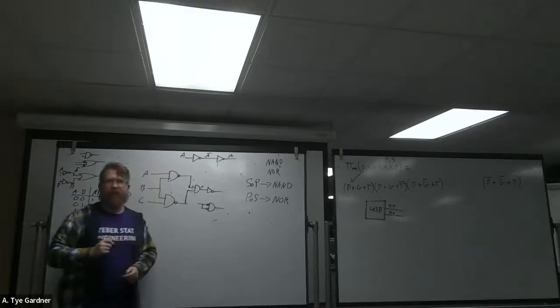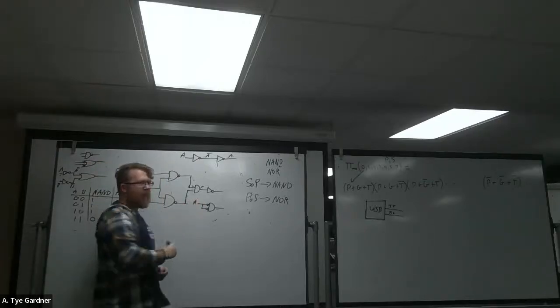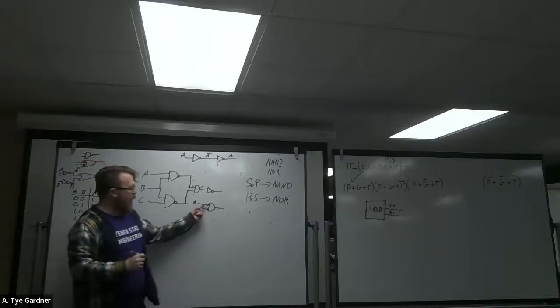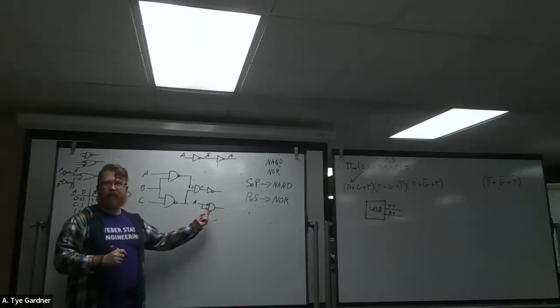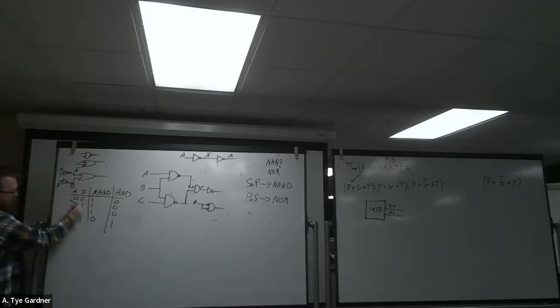Well, what happens if I do this? Where this is just a single wire A. That means that ports A and B internally are connected. They're always the same, which means these rows can't happen, right? That's physically impossible. It is either 0, 0 or 1, 1. And if it's 0, 0, so if the input A is 0, I get a 1. And if it's 1, I get a 0. I build an inverter, right?